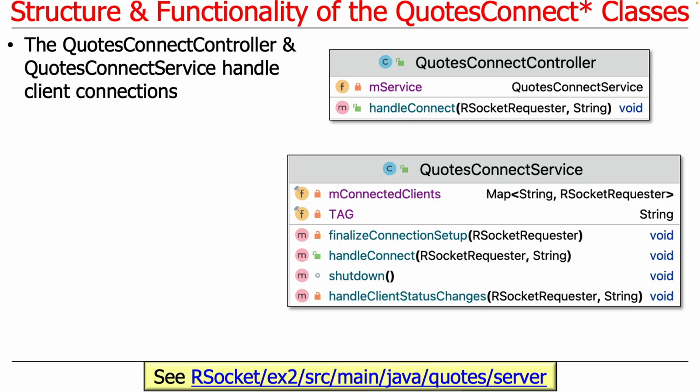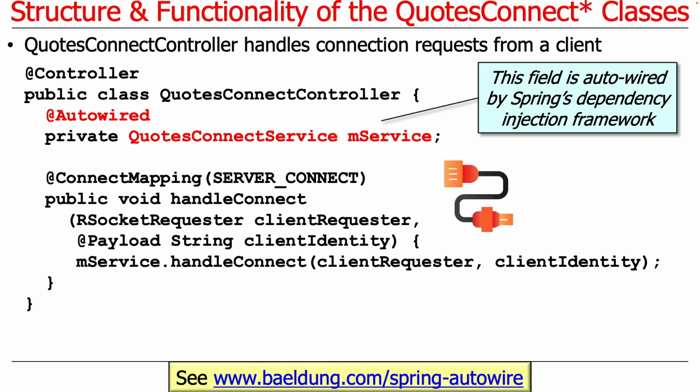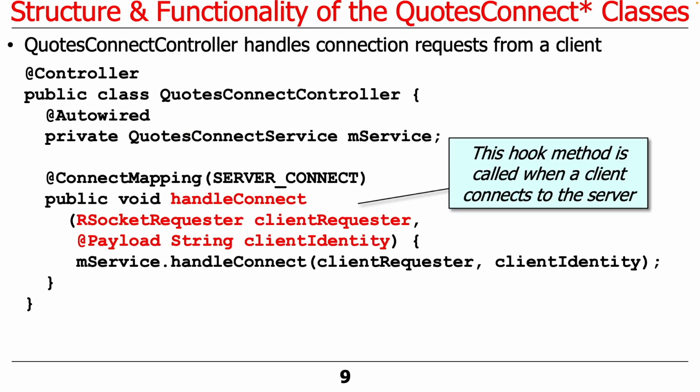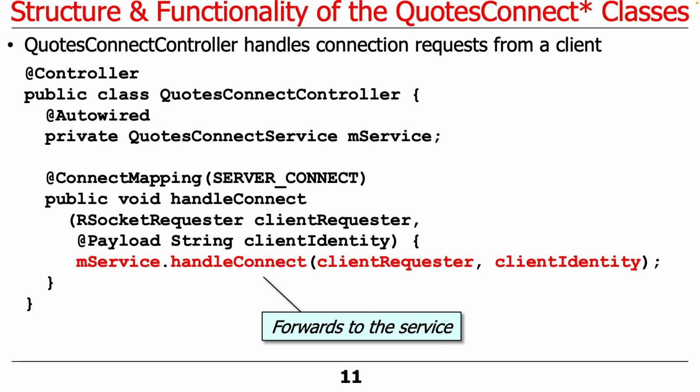So the QuotesConnectController and QuotesConnectService are identical to what we did before, so I will go through this at lightning speed. Basically, their purpose in life is to take connection requests from clients and also to authenticate things to make sure that the client has got the proper login credentials to proceed. As usual, there's an auto-wired service. There's a method called handleConnect that takes the client requester and the client identity and tells it it's a connect mapping, so the server will get connected properly, and then it just forwards to the service.